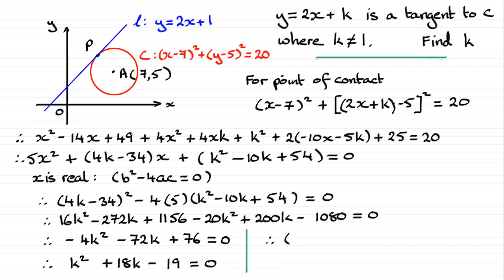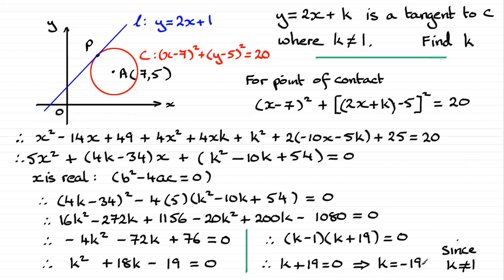Factorizing it in the usual way, gives me k minus 1 times k plus 19 equals 0. Now, that would lead to k minus 1 equaling 0, or k plus 19 equals 0. Well, if k minus 1 equals 0, that would lead to k equaling 1. And we know that can't be the case because k cannot equal 1. That would give us this tangent. So therefore, k plus 19 must equal 0, leading to k equaling minus 19.